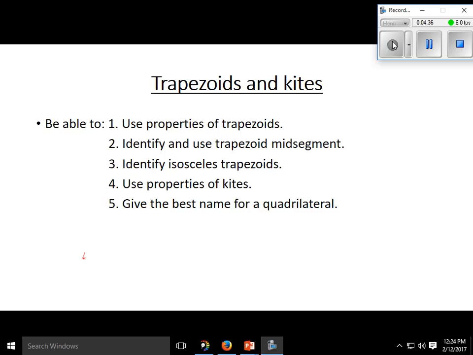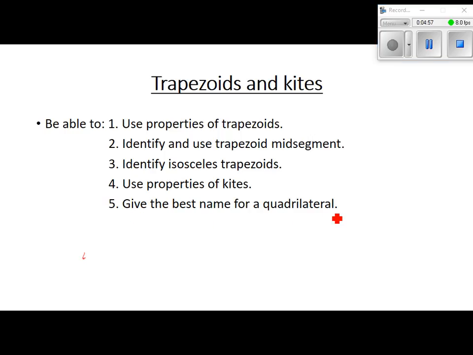All right, write down this title, Trapezoids and Kites. What we're going to cover today: be able to use the properties of trapezoids, be able to identify and use the trapezoid mid-segment formula, identify if something is an isosceles trapezoid, be able to use the properties of kites, be able to give the best name for any quadrilateral, and this is for the whole chapter, so it could be any of them: squares, rectangles, rhombus, parallelogram, kite, trapezoid, isosceles trapezoid. Be able to give the very best, most descriptive name for any four-sided figure.